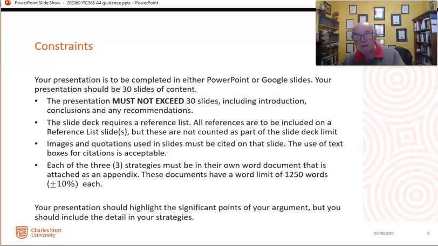Each of the 3 strategies that you write has to be in its own separate Word document that is attached as an appendix, and each of those documents has a word limit of 1,250 words, plus or minus 10%. Remember that the presentation should really highlight the significant points of your argument, but the detail should be in your strategies. So be careful that you don't over-egg your presentation. Keep it tight. If you go below 30 slides, that's not an issue, but keep it fairly tight so that you're talking to management and they can understand it from the presentation without needing to really read the strategies.